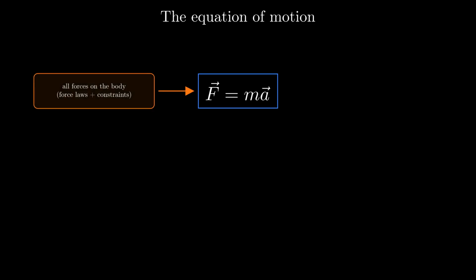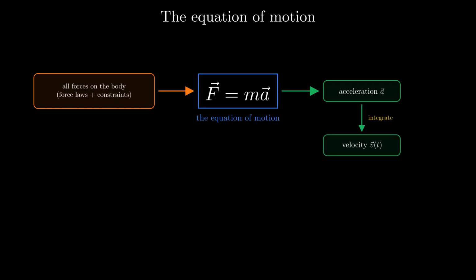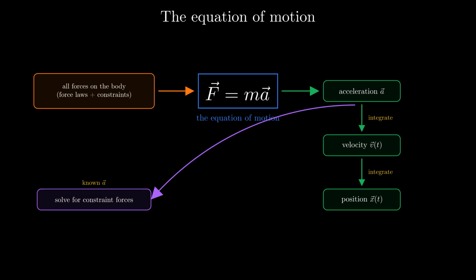Put the pieces together. On the right of the second law sits mass times acceleration, and acceleration describes how the velocity changes. Once we know every force acting on a body, we know its acceleration. That equation, F equals ma, earns a name, the equation of motion, and it is a launching pad. From the acceleration, we can integrate to find the velocity and the position at every future time. And for constrained motion, running it the other way: if we know the acceleration, we can solve for those unknown constraint forces.